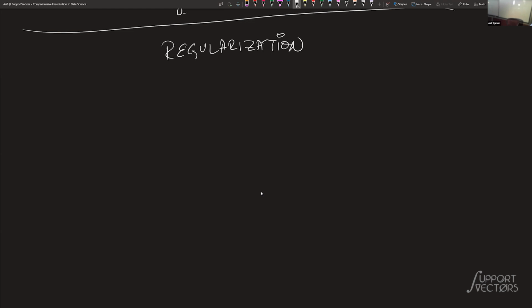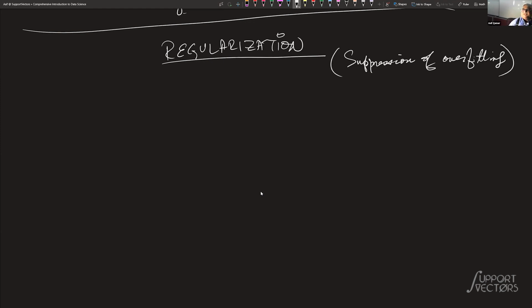So regularization is what? It is suppression of overfitting in some sense. So we will look at polynomial regression. And I will mention something which in the lab, when you look at the values, becomes clear. So there's an interesting phenomenon.